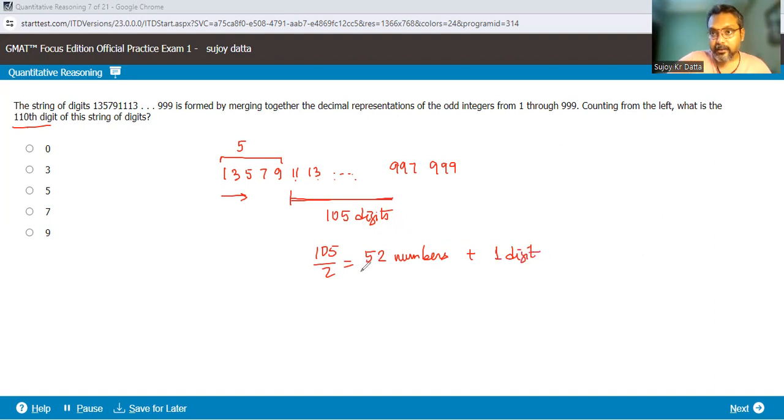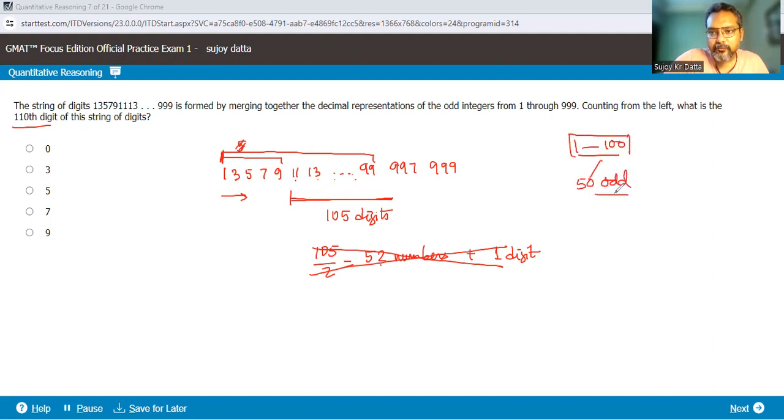Now, assuming that everything is like two digits, okay? But then we realize that till 100, there are only going to be 50 odd numbers. So that's exceeding, right? So that's not the right way of going ahead. So what we do is starting from 1 all the way till 99. Out of the 100 numbers that we have, from 1 to 100, there are 50 odd numbers, right? And those 50 odd numbers are these 1, 3, 5, 7 till 99.